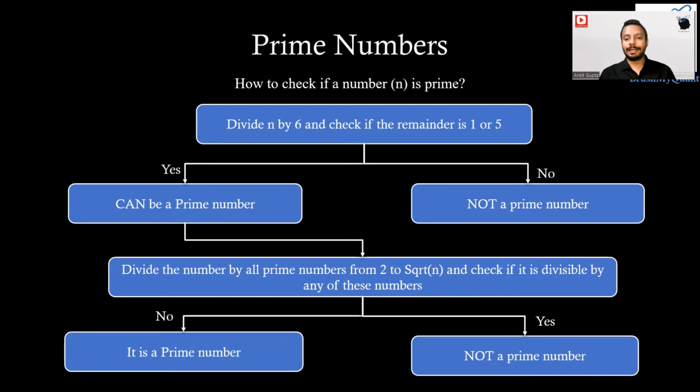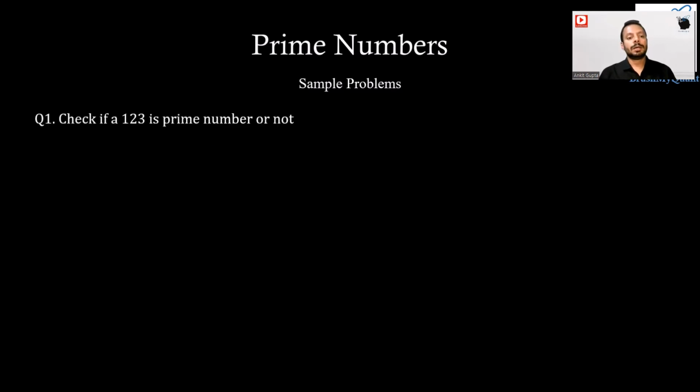I know it is a bit lengthy to figure out whether a number is prime or not. So let's try out some problems to understand how we can do this. The problem is: check if 123 is a prime number or not. You can pause the video and give it a shot, and once you are done, you can resume the video so that we can go through the solution.